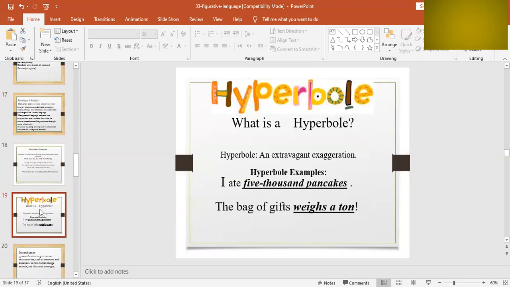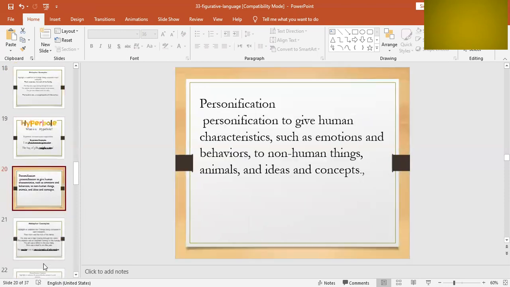Hyperbole, a new device. What is hyperbole? Hyperbole is exaggeration. Example of hyperbole: I ate 5,000 pancakes. Nobody can do that. So it's a matter of exaggeration. The bag of gifts weighs a ton. Nobody can carry a ton. So this is exaggeration. Okay?